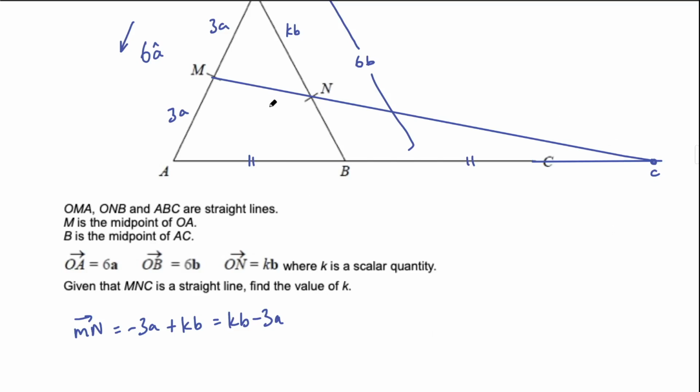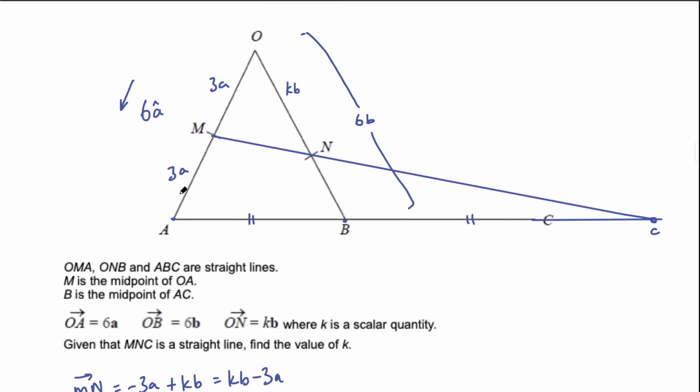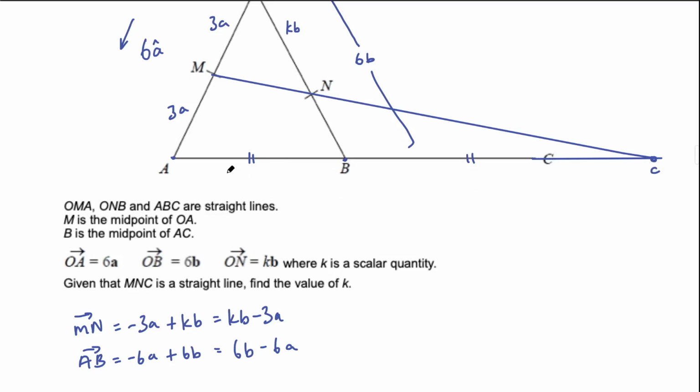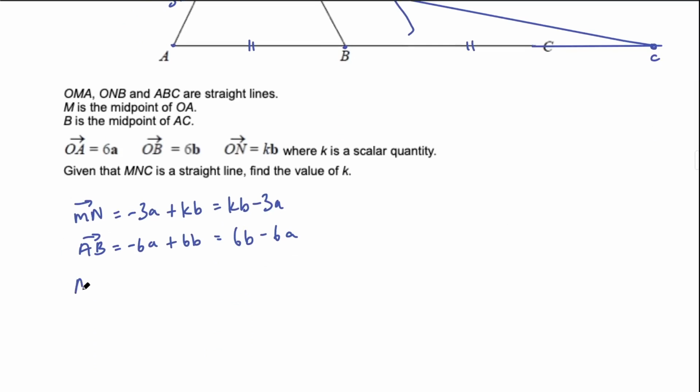Then we want a vector for MC. To find MC, first we want to find a vector for AB. So if I start at A and go to B, I could go negative 6a and then add on 6b. So another way of writing that is 6b take 6a. So I've gone up and down again. And then if I want to find AC, remember BC is the same as AB, so AC would be two lots of AB. So therefore multiply this vector by 2, we'd get 12b take 12a.